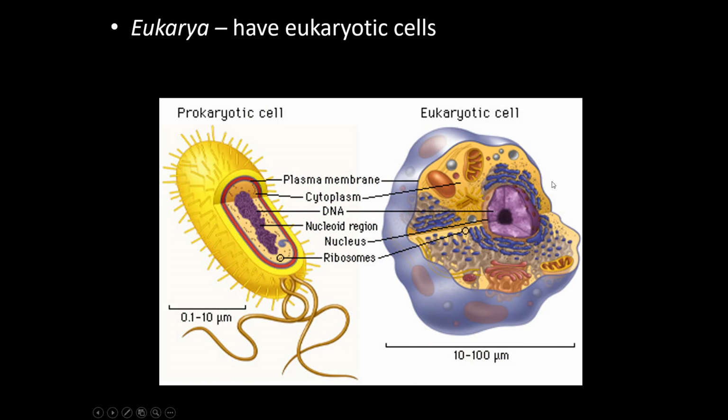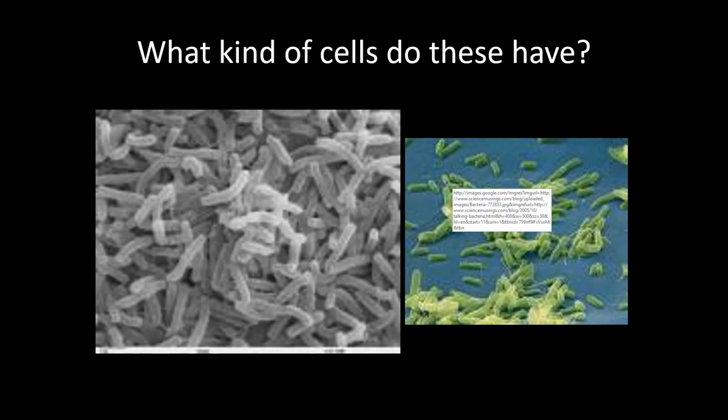The domain Eukarya, everything in this group has eukaryotic cells. Some of them are single-celled, some of them are multi-celled. Plants, animals, fungi, and protists all belong to this domain.